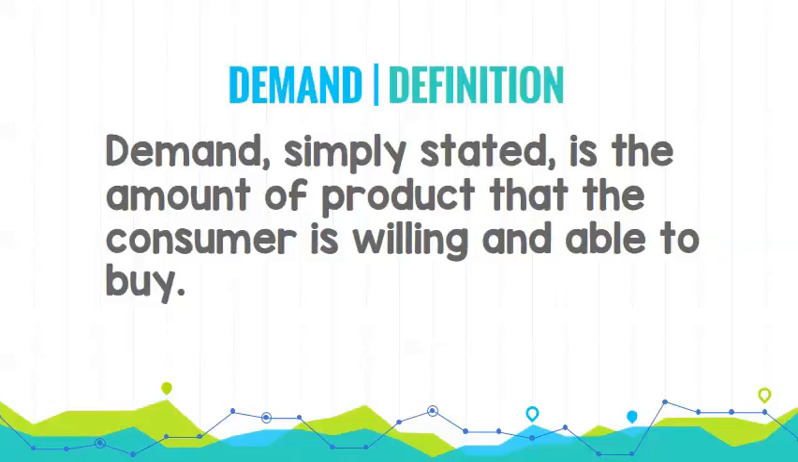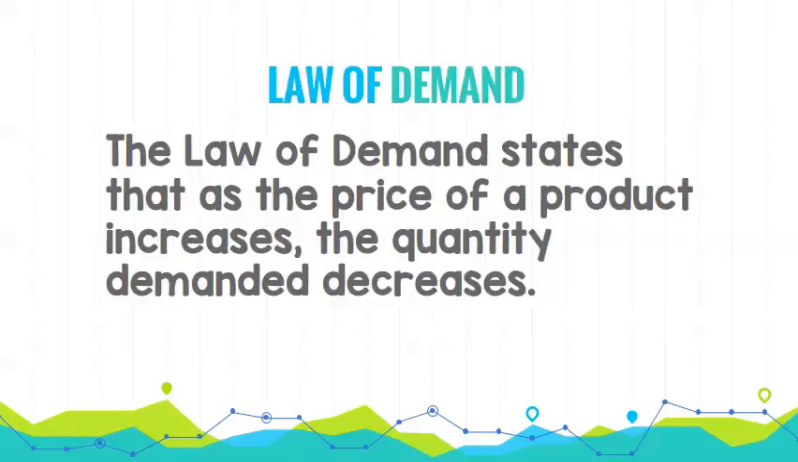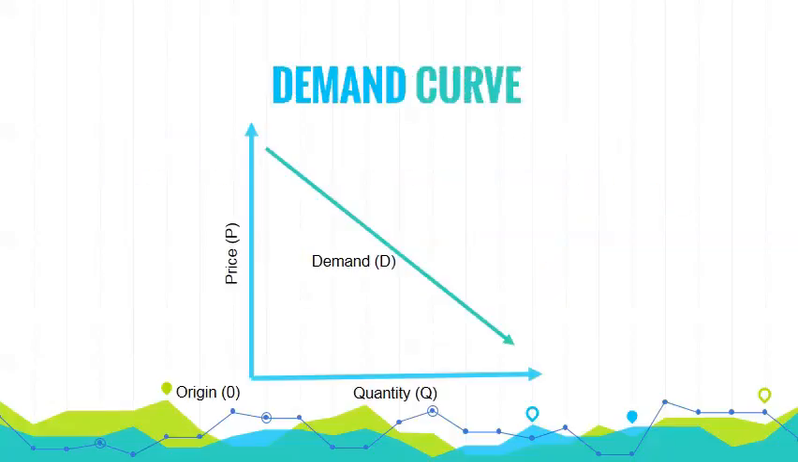And for our review of demand, demand simply stated is the amount of product that the consumer is willing and able to buy. We talked about that willing and able part. We can want all we want, and it doesn't count towards demand unless we could actually go out and do it. That's the most important concept with demand. It's not what we want, but what we can afford, what we can do. The law of demand states that as the price of a product increases, the quantity demanded decreases. It's an inverse relationship. One goes up, the other goes down, unlike the law of supply.